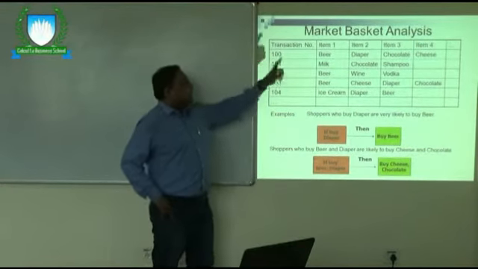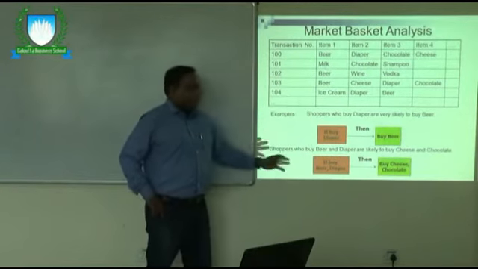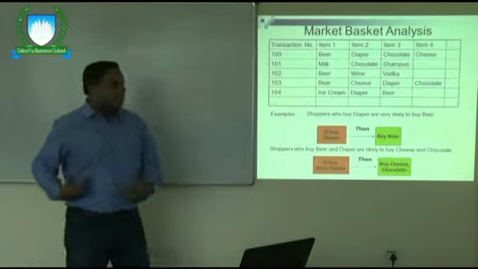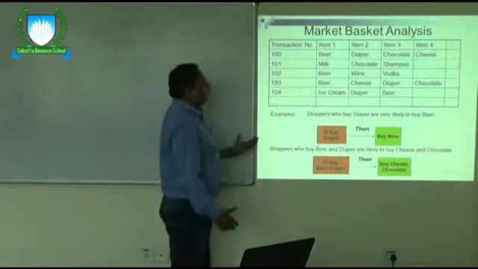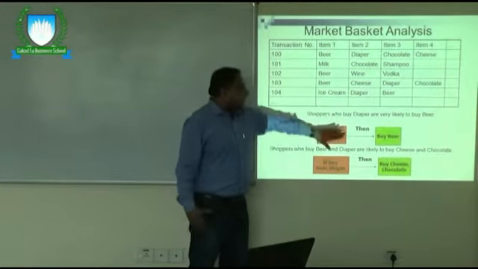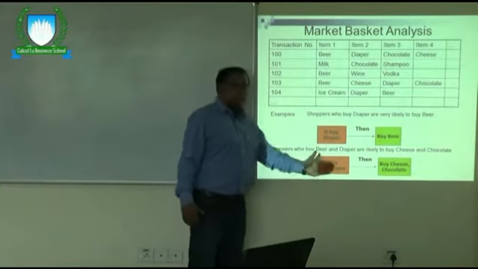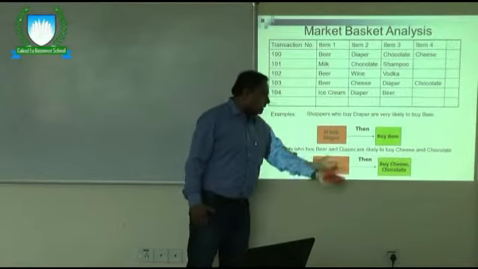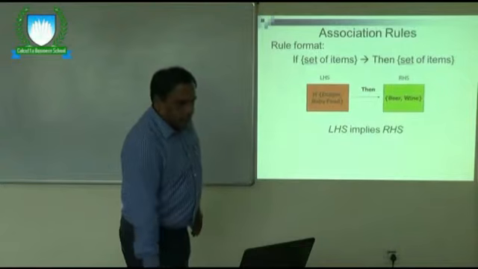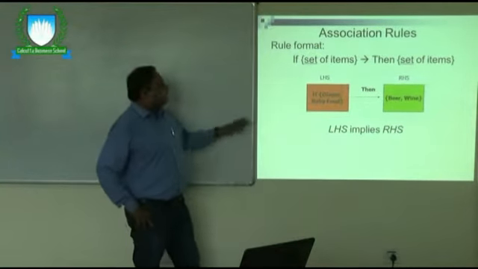So given a transaction database, we want to mine or extract whether this kind of rules exist, that whether if I see customers buying diaper, most of them are also buying beer, then I will say there is one association rule. If I see the customers buying beer and diaper together also purchase cheese and chocolates, then I will say that there is another association rule. So the association rule in format looks like this.